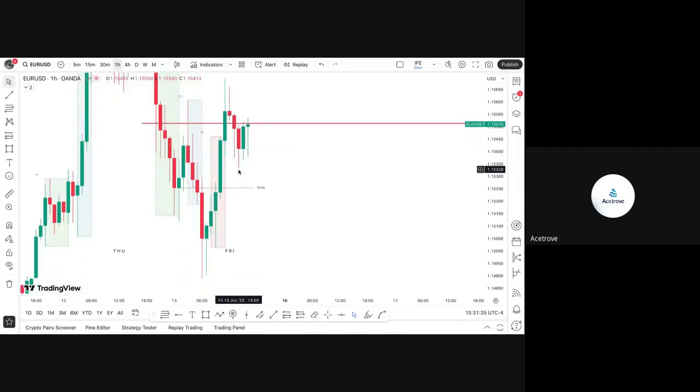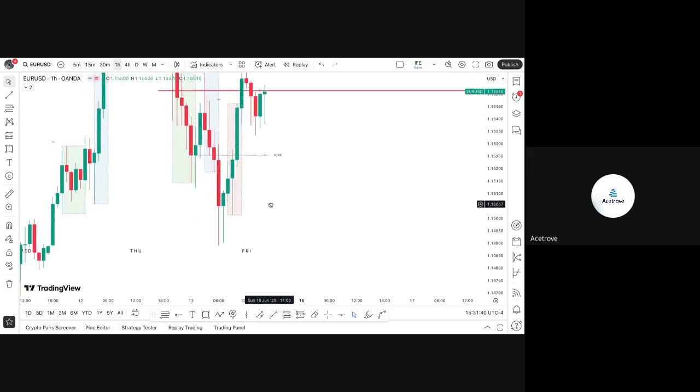And for lows, same thing. It's lower than the two candles beside it. So this is a low. This is a low. This is a low. This is a low. They are very easy to spot.